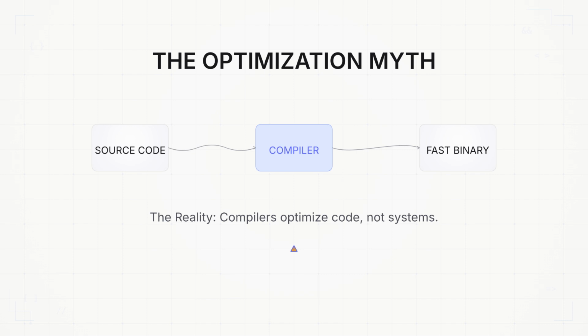In this video, we're exploring the optimization wall, the point where the compiler's reach ends and your responsibility as a developer begins. We'll look at why algorithmic complexity, memory access patterns, and I/O bottlenecks remain the primary drivers of performance, regardless of how smart your toolchain claims to be.